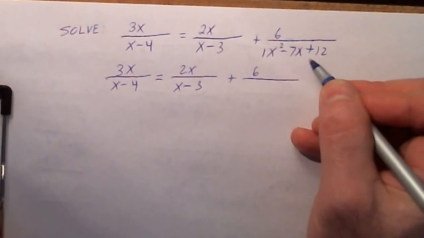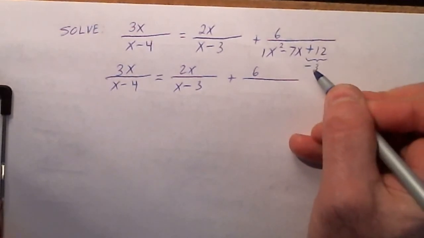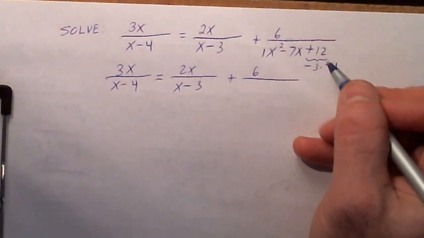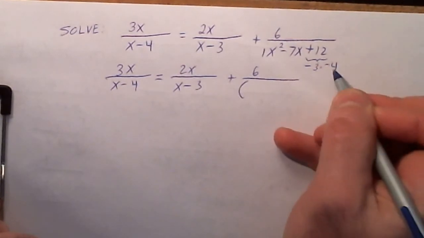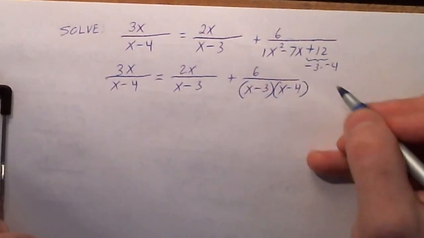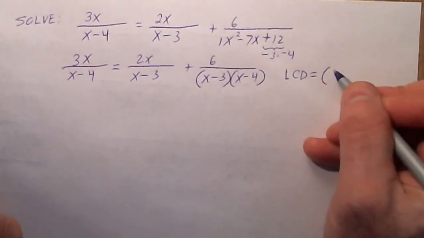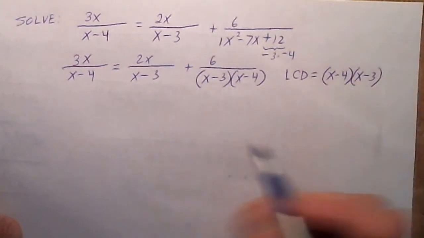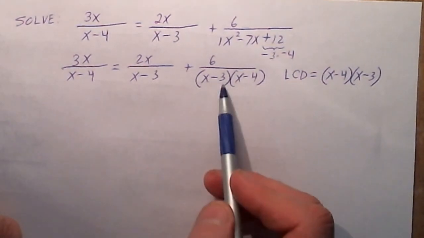Now, we're looking for two factors of positive 12 here that add up to negative 7, the middle coefficient. Those would be negative 3 and negative 4. So now that we found two factors of this constant term that sum up to our middle coefficient, this trinomial factors into x minus 3 times x minus 4. Now we can put together our least common denominator, and our least common denominator is going to need one factor of x minus 4. It's going to need a factor of x minus 3. So this would be your least common denominator of all your denominators here.